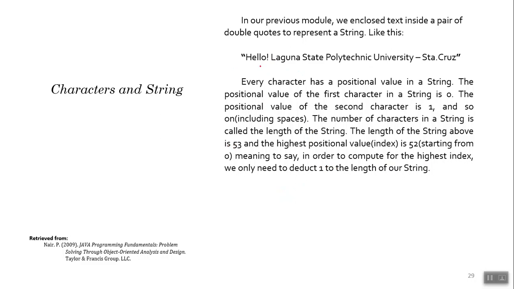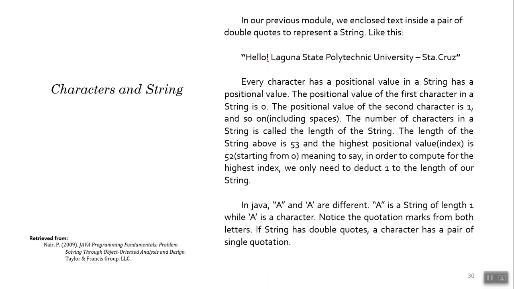For example, we only have here Hello and then the exclamation point. The length of this Hello, including the exclamation point, is 1, 2, 3, 4, 5, 6, so 6. But the highest index or positional value of this string is 5: 0, 1, 2, 3, 4, 5. That's the highest positional value.